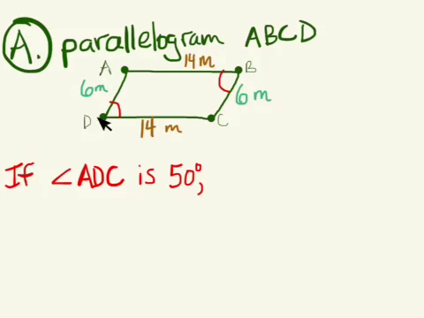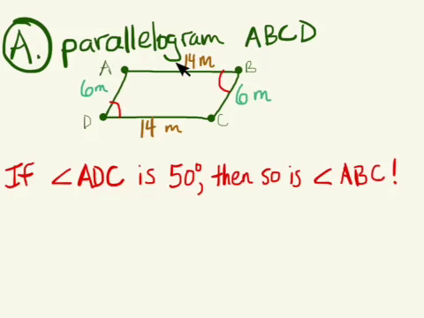So let's say that angle ADC, or you could say angle CDA if we're talking about this one. The D, though, has to be the middle letter because that's the point where the angle comes together. If angle ADC is 50 degrees, then what else do we know? That this angle right here, angle ABC, or you could also name it angle CBA, as long as the B for the corner, the vertex of the angle, is in the middle, that's fine. Then that's 50 degrees also.